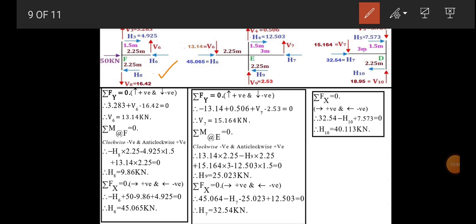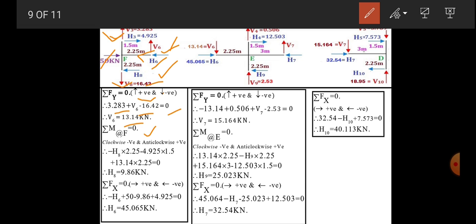For joint F, summation Fy is equal to 0, upward positive, downward negative. 0.3283, this one V3 upward, so positive, then plus V6 and minus, downward, 16.42 is equal to 0. So by simplifying, we have V6 equal to 13.42 kilonewton, which is acting down. Now take moment about F. Now the axial forces will create zero moment. So 50 will not give any moment, H6 will not give moment, V8 will not give moment, and V3 also will not give moment because they are passing through the F point.